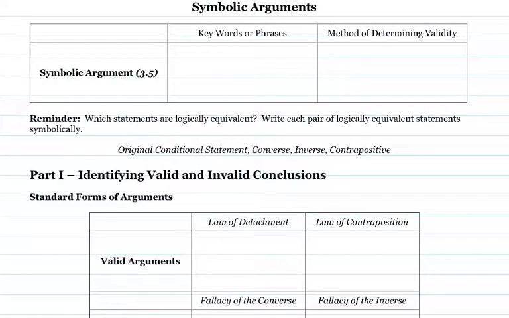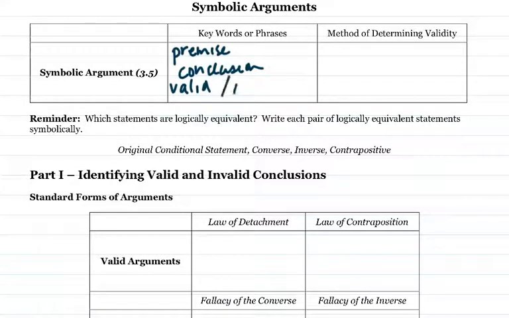When we're looking at symbolic arguments, we're looking for a few things in general, so we need to know some key words. We need to know what the premise is, what the conclusion is. We need to know when an argument is valid, and we need to know when that argument is invalid. Or sometimes we call it, when an argument is invalid, a fallacy.